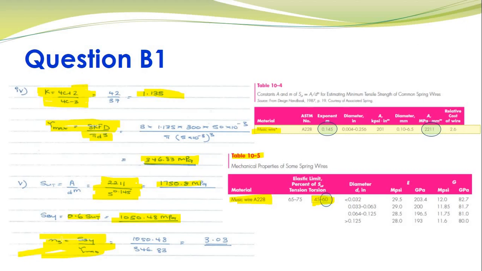1050.48 megapascal. And finally, what we do is your static factor of safety is nothing but SSY over tau max. Once you do this calculation, you get your static factor of safety to be 3.03. Static factor of safety does not have any unit, so it is just that. So I hope now you understand how this simple problem was solved.